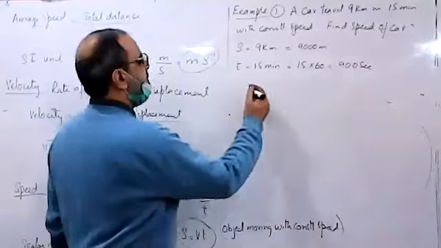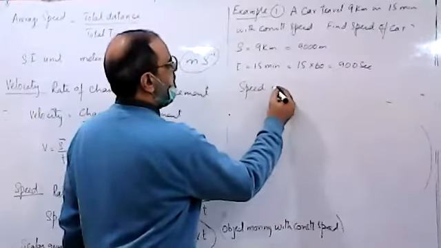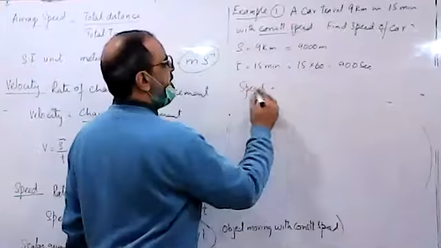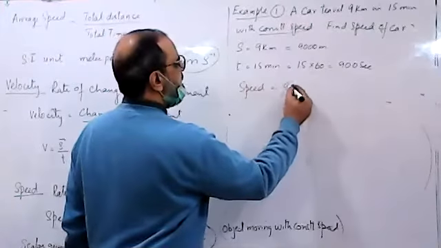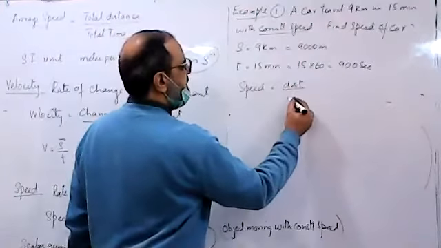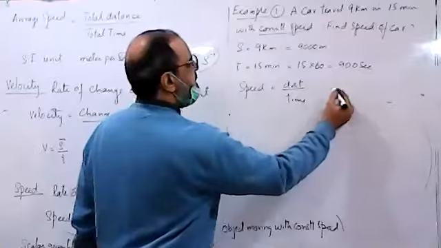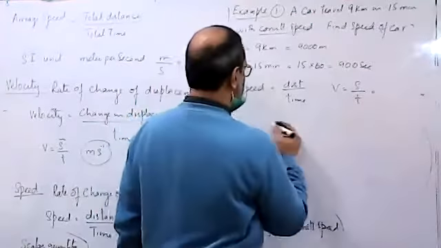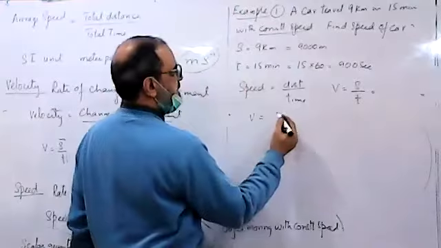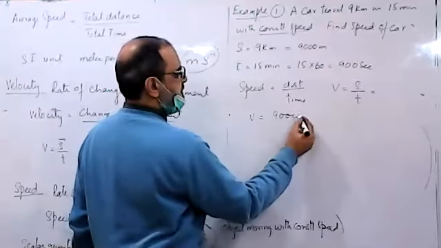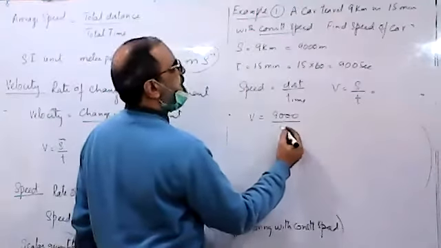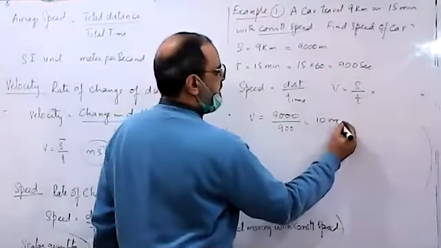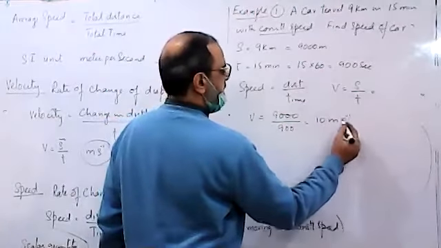Speed I know is distance over time. Because it is moving with a constant speed, I can use speed is equal to distance over time, that is v is equal to s over t. So we get speed is equal to distance traveled, 9,000 meters, over 900 seconds, which will be 10 meter per second.